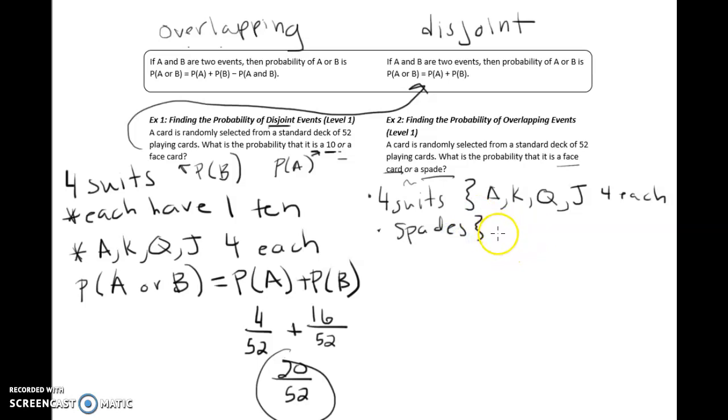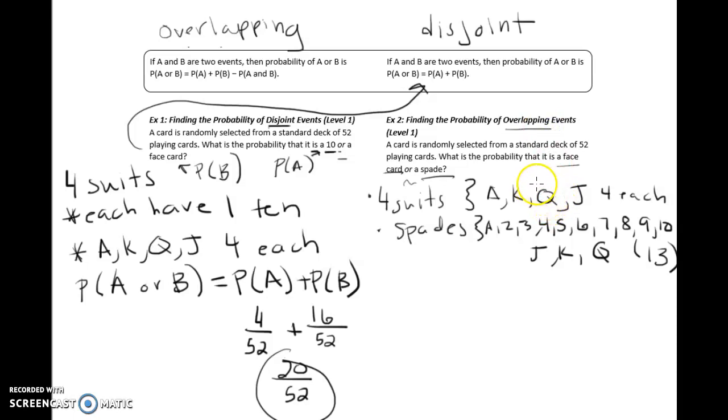If you don't, you could just think you're going to have ace, 2, 3, 4, 5, 6, 7, 8, 9, and a 10. And then you're going to have a jack, a king, and a queen. So you have 1, 2, 3, 4, 5, 6, 7, 8, 9, 10, 11, 12, 13. There's 13 possibilities.